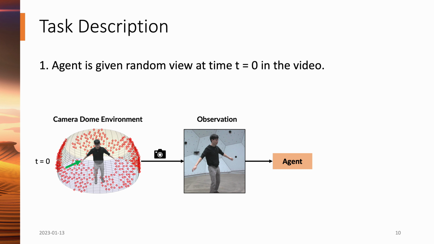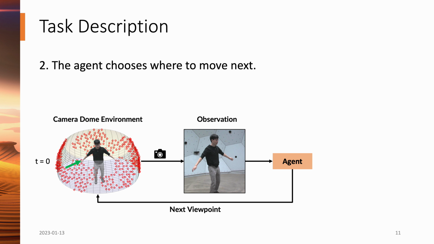Let's quickly look in detail at how the task works. At the first time step, the agent is given a random initial viewpoint on the camera dome, indicated by the green arrow. Using the egocentric view of the scene, the agent should make a decision. It may choose either to select a new viewpoint or to move on to the next time step. Let's assume the agent decided to view the scene from another viewpoint in order to improve its reconstruction quality.